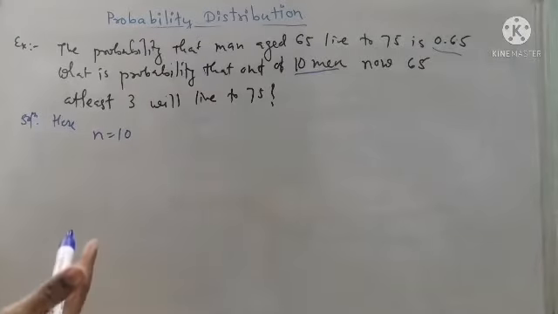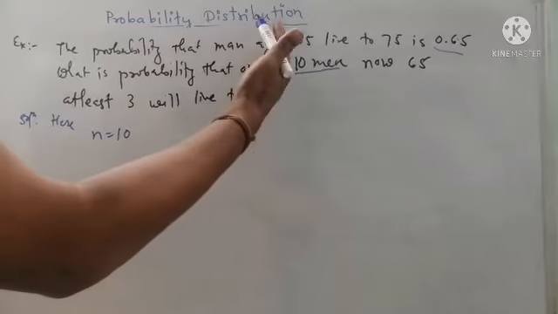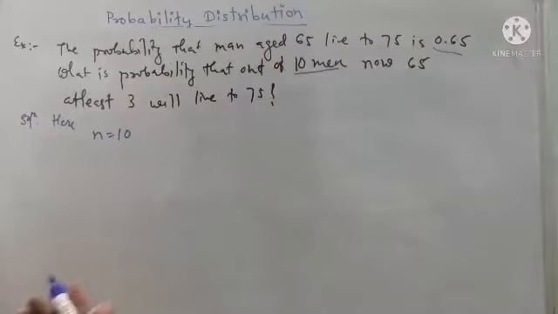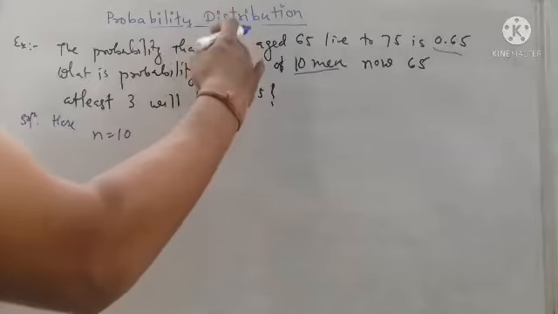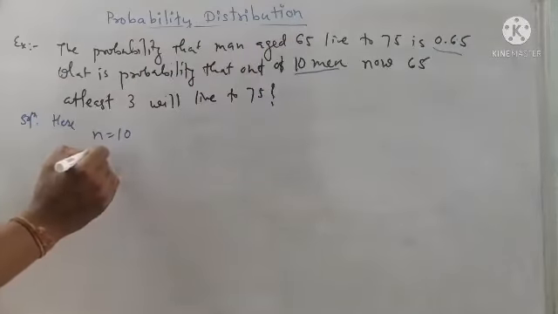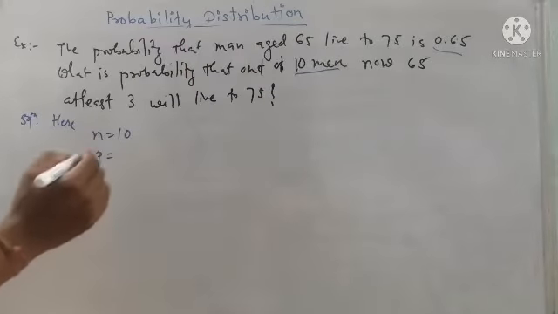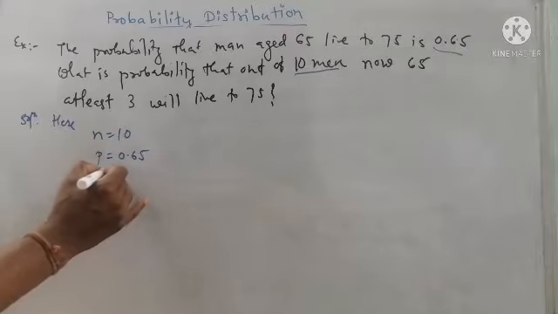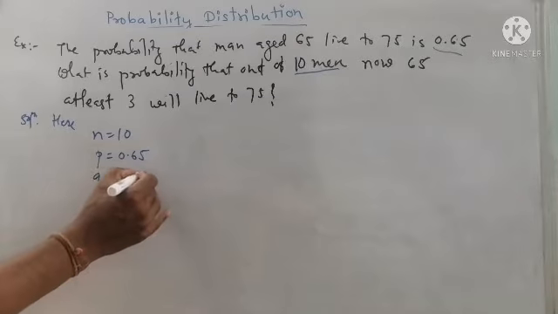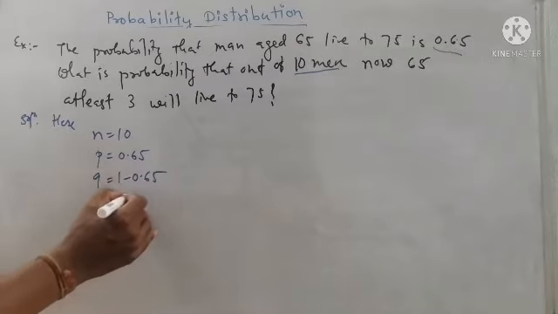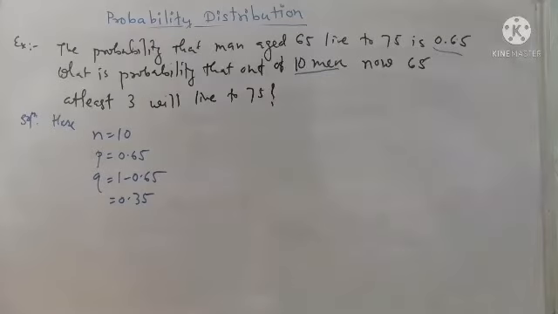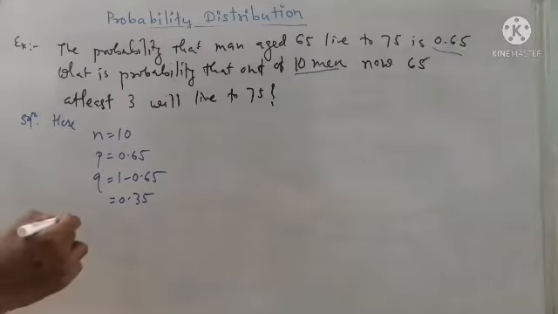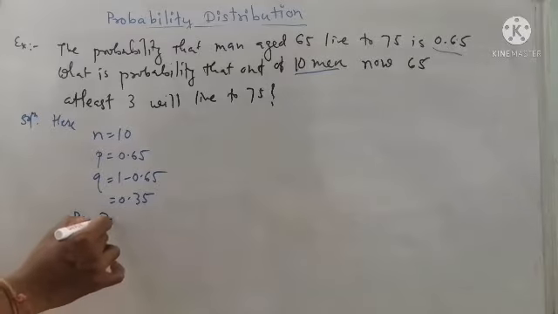Now the probability of a man aged 65 living to 75 is 0.65. So the probability of the event is 0.65, which is the probability of success. That is, P is 0.65. Now Q is equal to 1 minus 0.65, which is 0.35. As N is 10, which is small, and P is 0.65, which is comparatively large, we use the binomial distribution.